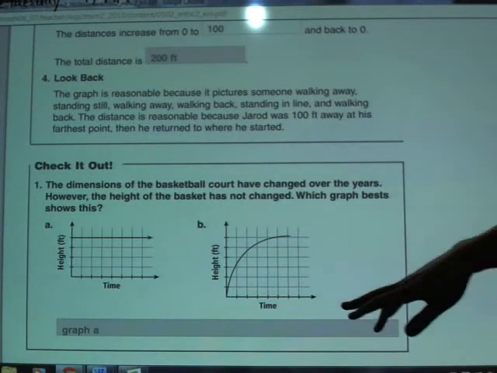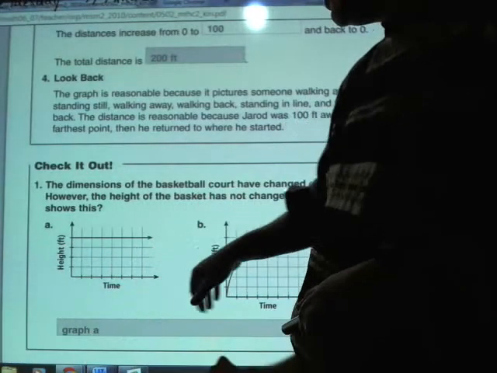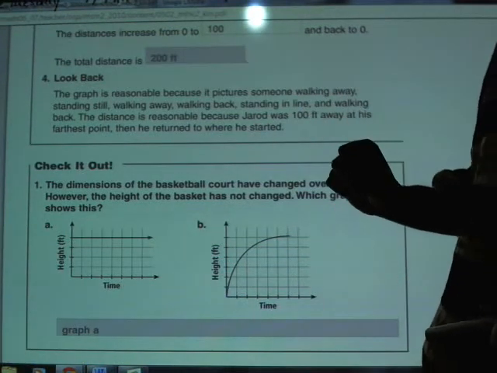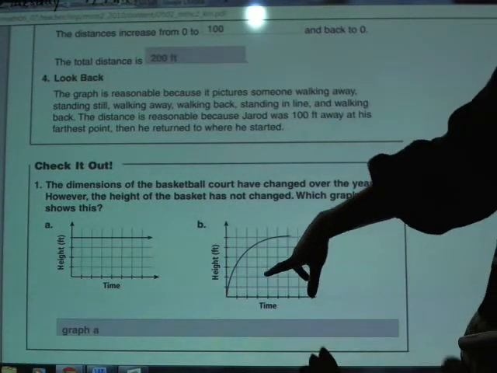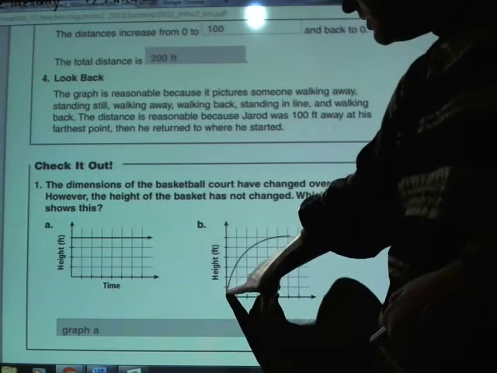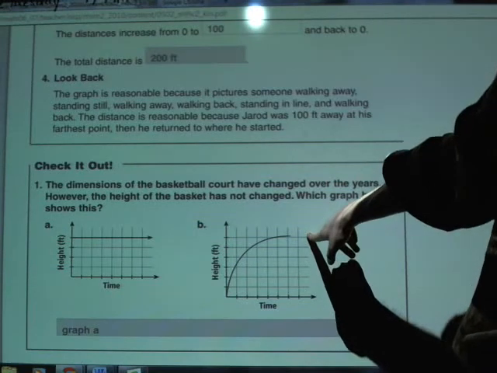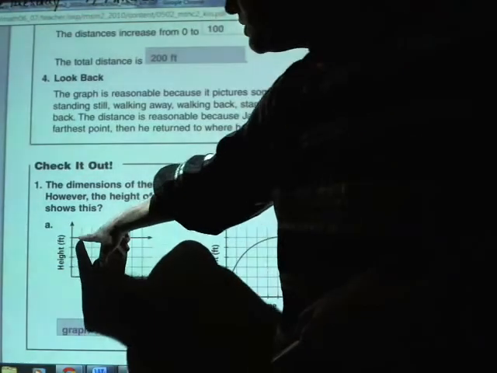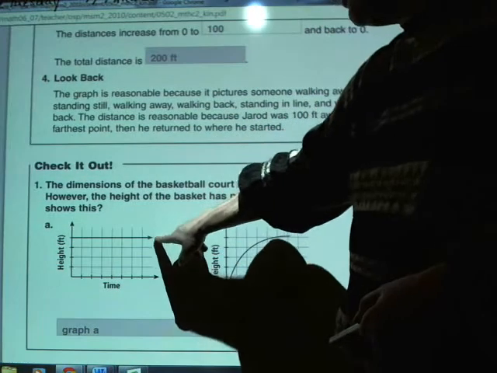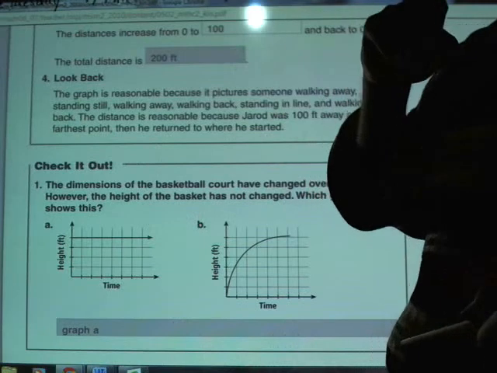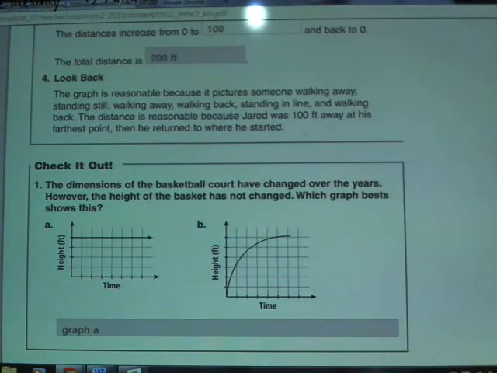Well, both of these graphs, again, as we discussed in example 1, show time happening. Time is clearly happening no matter what situation we're looking at. But what's not changing is the height. Well, as you can see, this one shows the height starting at 0, but increasing. Well, that's not what this situation says. It says the height of the basket has not changed. This one here shows the height of the basket at all points in time is exactly the same because its y-coordinate value is exactly the same. So graph A is the one that shows the height of the basket not changing, but time indeed passing.